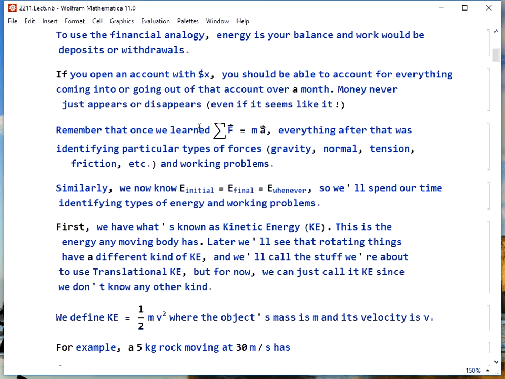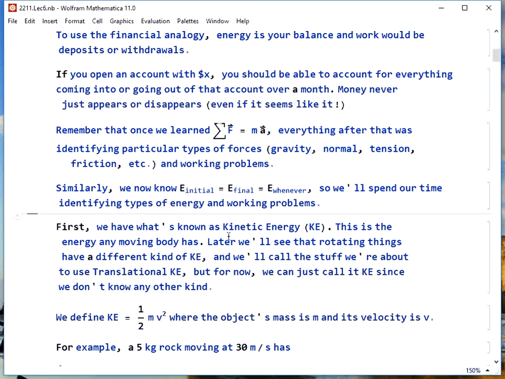When we look at the way to solve these things with forces, once we knew the sum of the forces is ma, the rest of the stuff we did after that was basically identifying different types of forces like gravity, tension, friction, normal force, and then working problems. Our guiding principle here, our big idea, is that the energy at the start of a problem is equal to the energy at the end of a problem, or the energy anywhere in the middle of it. So what we're going to do now is figure out some types of energy and then work problems with them.